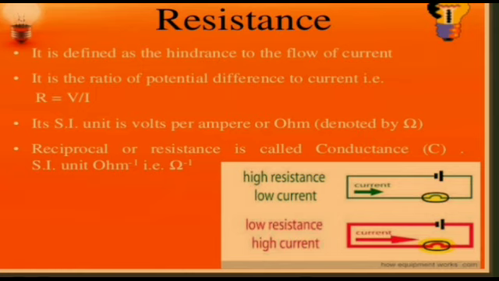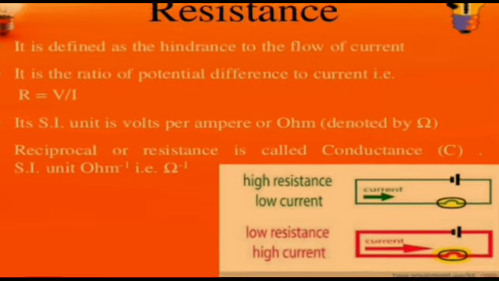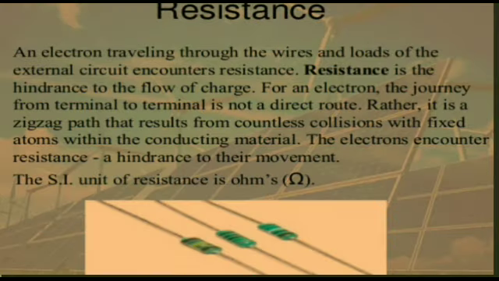If a material has high resistance, it conducts a minimum amount of current. An electron traveling through the wire and loads of the external circuit encounters resistance. Resistance is the hindrance of the flow of charge.